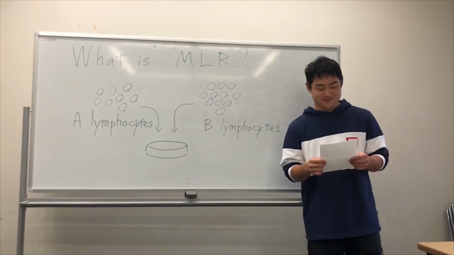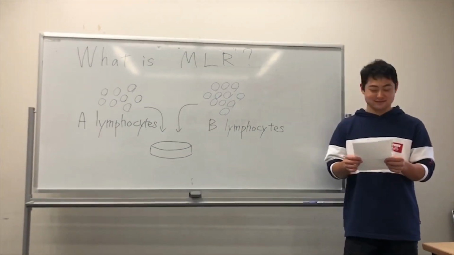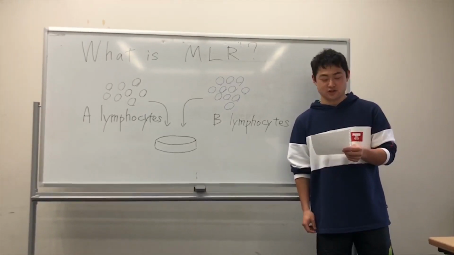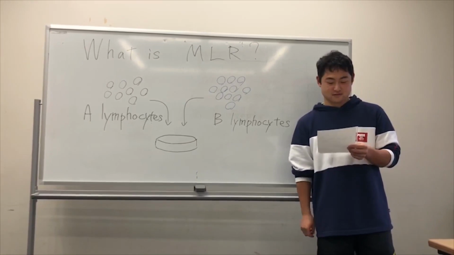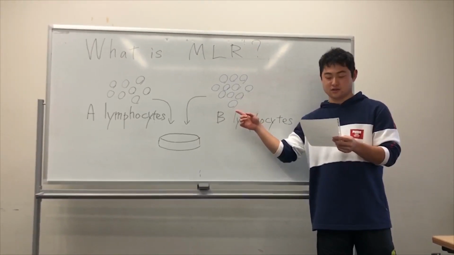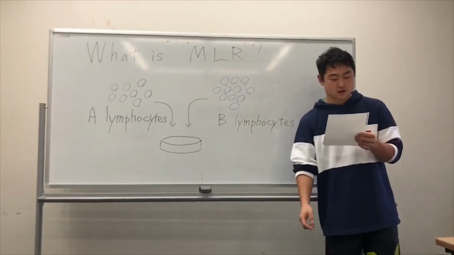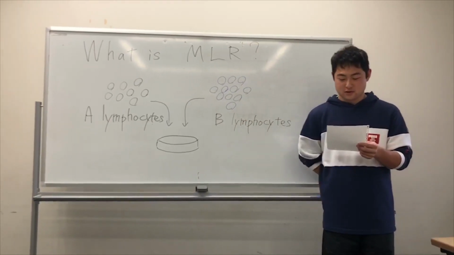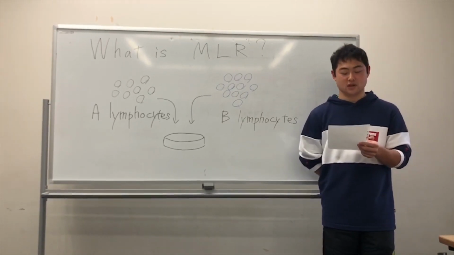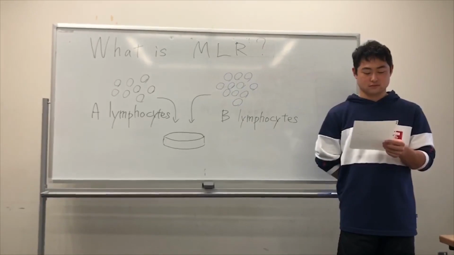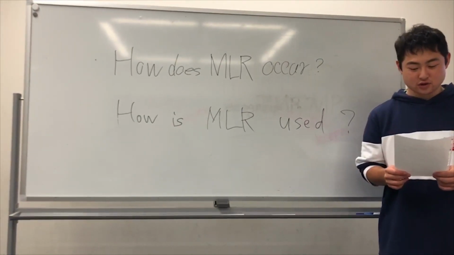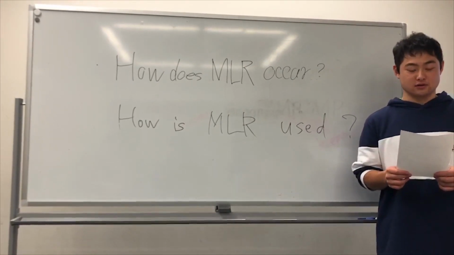Hello everyone. I will talk about MLR. MLR is a method of making mixture culture of lymphocytes. These lymphocytes are genetically different. By using the functions of MLR, we can predict how the graft rejections of acquired immunity occur. So, I will explain the function and practical use of MLR.